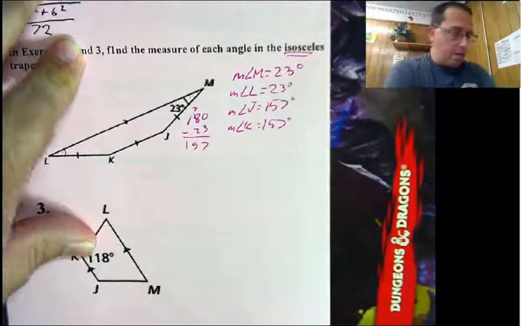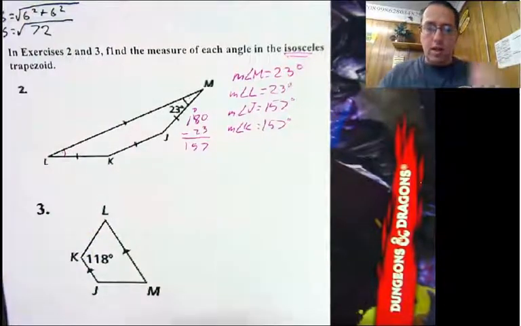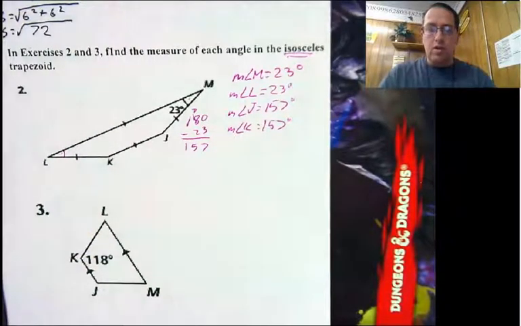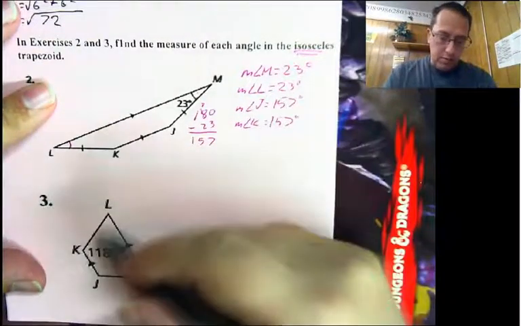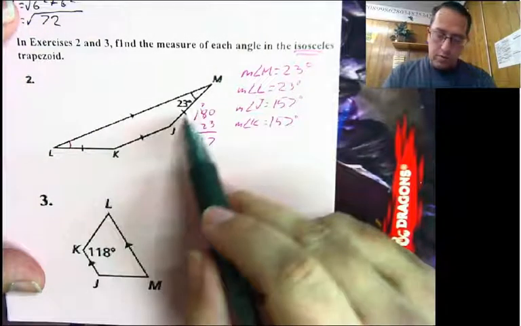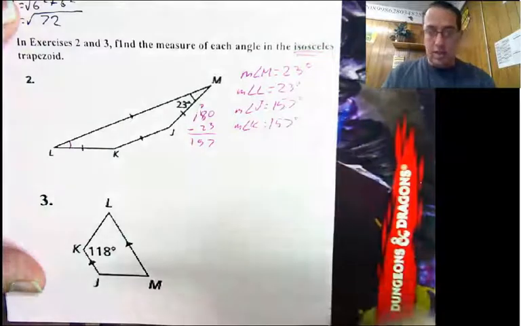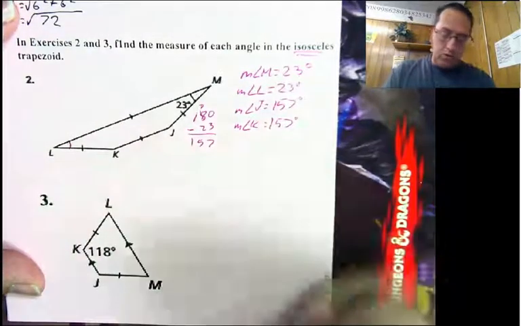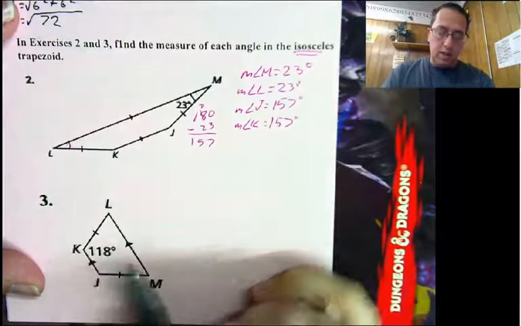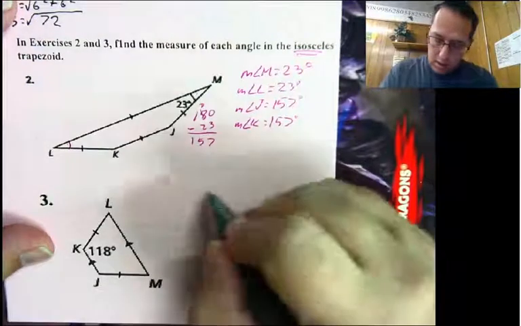All right. I would like for you to pause the video and work out number 3 on your own. All right, you're back. Let's see how you did. Again, this one's not marked as being congruent. Number 2, it was marked. But in the instructions, it tells us that these are going to be isosceles trapezoids. So we know that these have to be congruent to each other because it's isosceles, and that means the legs are congruent.